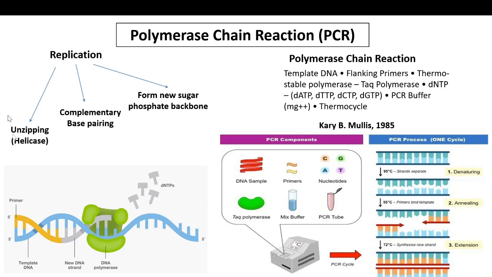So this replication process is actually mimicked in the polymerase chain reaction, where you get your product in a huge amount, in millions of copies, that is you get your target DNA in millions of amounts. So how has it been done? It has been done by the discovery of a thermostable Taq polymerase.